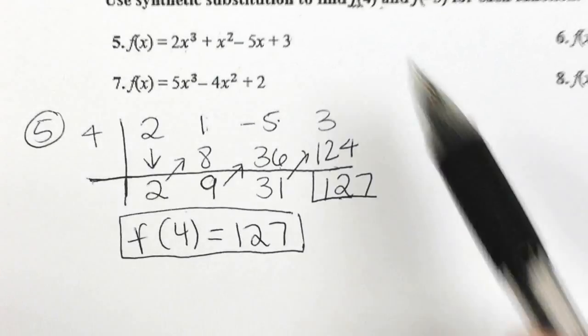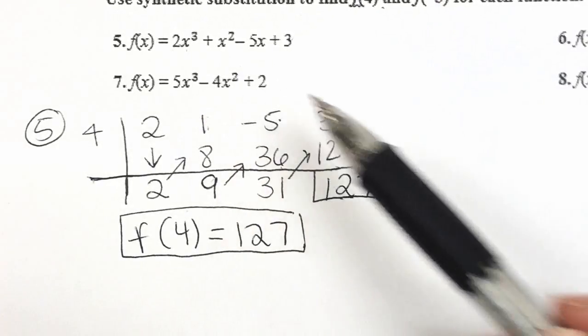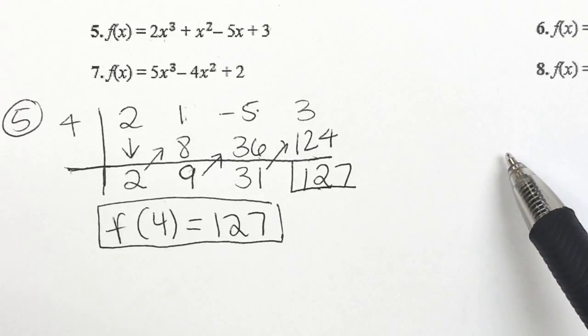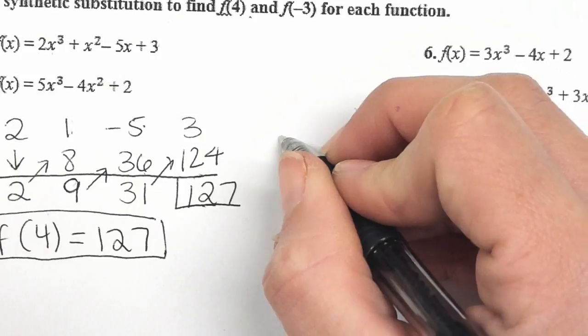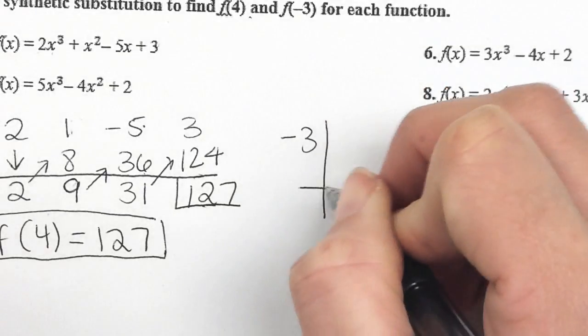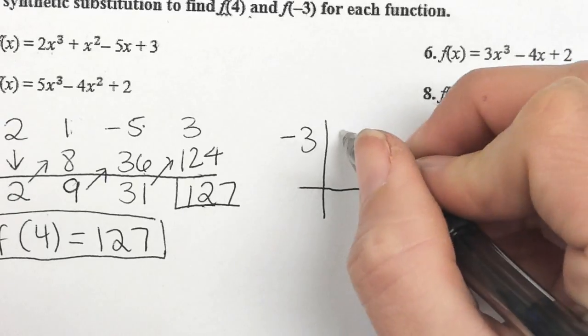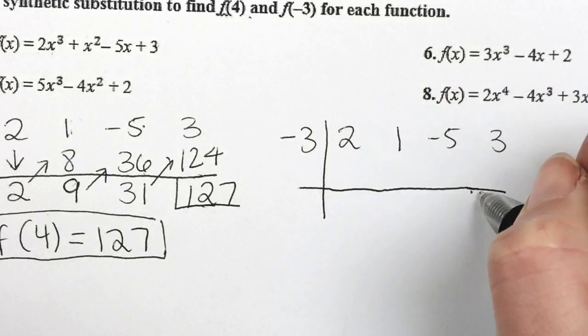Alright, so we've already found f of 4. Now we have to find f of -3 for the same problem. So let's just do it out to this side. Any questions before I move on? So what goes on the outside? -3. Do I have to change my coefficients? No. So they'll stay 2, 1, -5, 3.